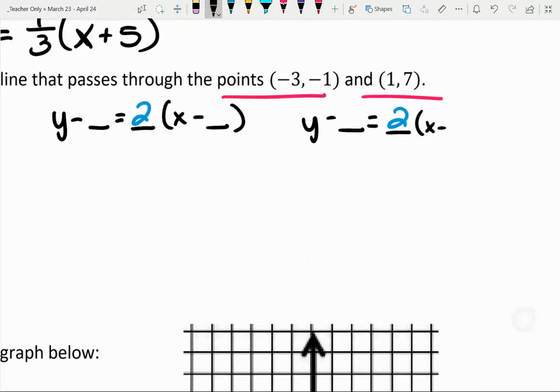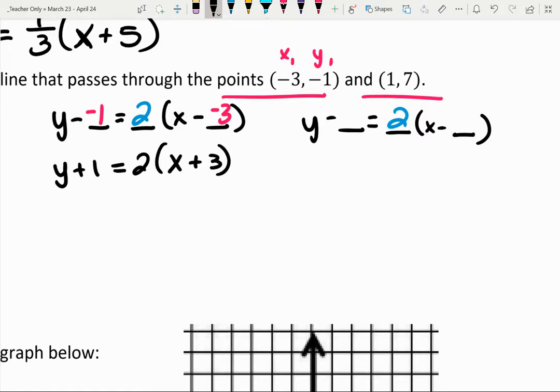Let me finish up that other skeleton here. So I could use the points, right? This is my x sub 1, my y sub 1. So x minus -3 on the right-hand side and y minus -1 on the left-hand side. And if I wanted to clean that up, then my left-hand side would look like y plus 1, and on the right-hand side 2 times x plus 3.